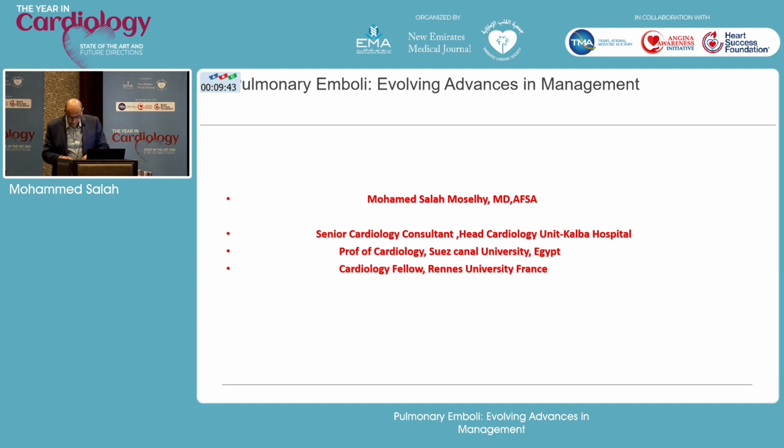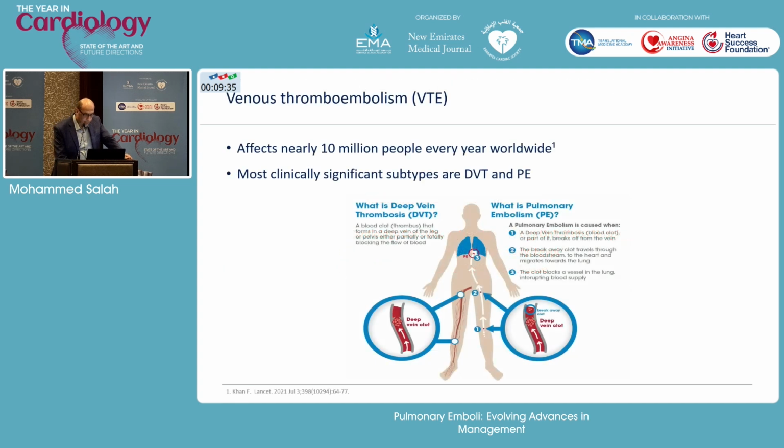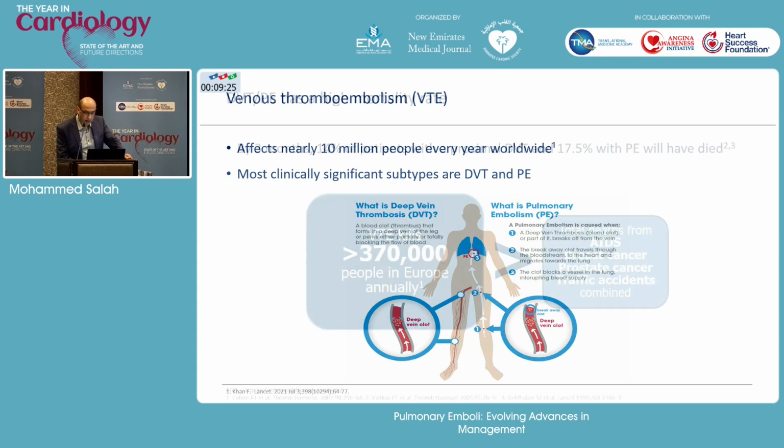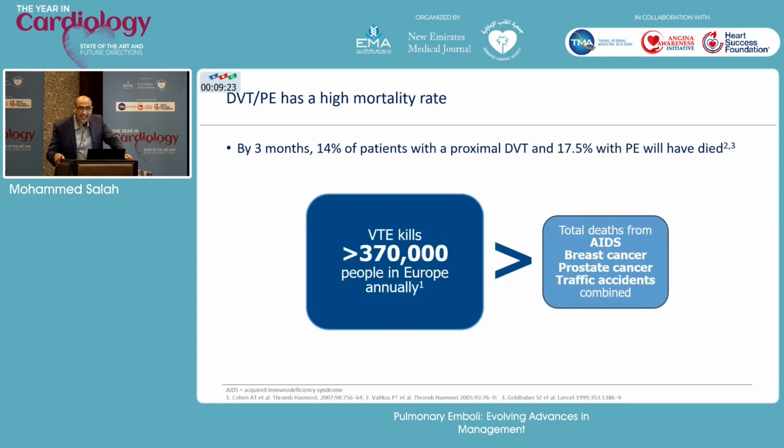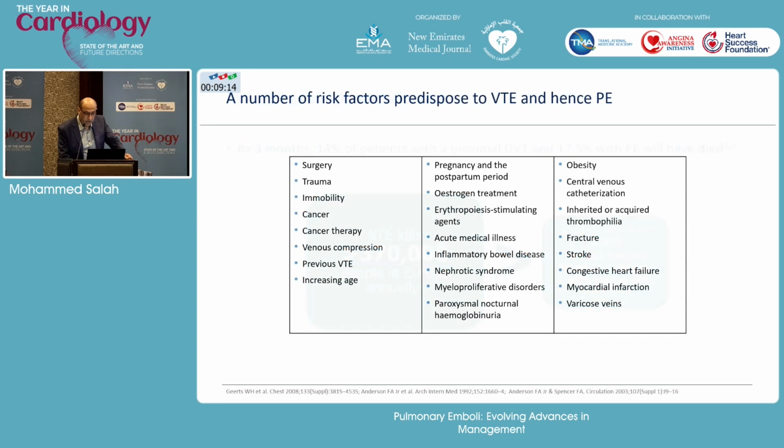And I'm really happy to share with you this presentation today about pulmonary embolism, the evolving advances and management. As we know, venous thromboembolism affects nearly 10 million people every year worldwide. And the most clinically significant subtypes are DVT and pulmonary embolism. By 3 months, 14% of patients with proximal DVT and 17.5% of patients with pulmonary embolism will have died. So it is a major health problem.